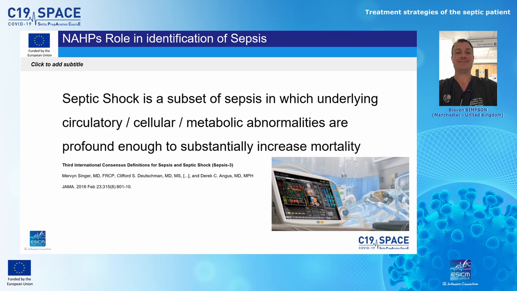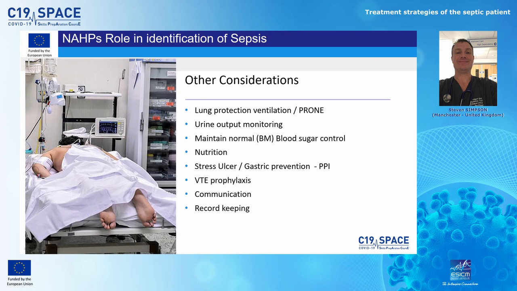Sepsis, if not treated quickly and appropriately, can develop into septic shock. Septic shock is a subset of sepsis in which underlying circulatory, cellular, metabolic abnormalities are profound enough to substantially increase mortality. And this was the definition of septic shock by the Third International Consensus of Definitions of Sepsis and Septic Shock in 2016. Most patients with septic shock end up being nursed and looked after in an intensive care unit.